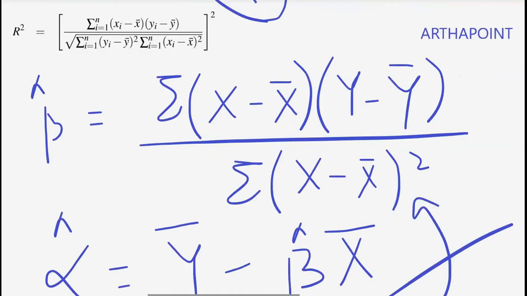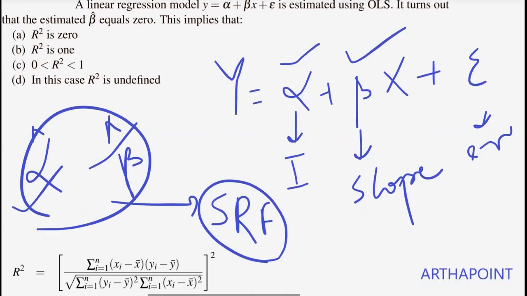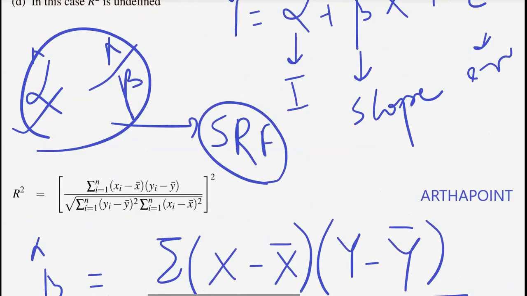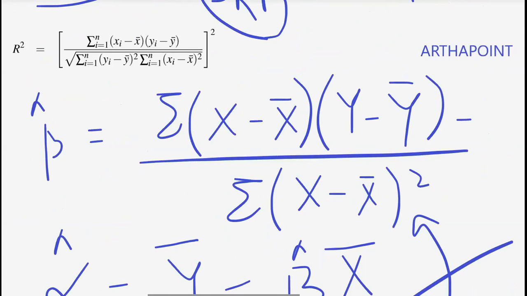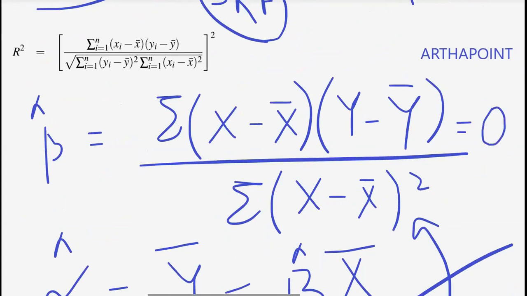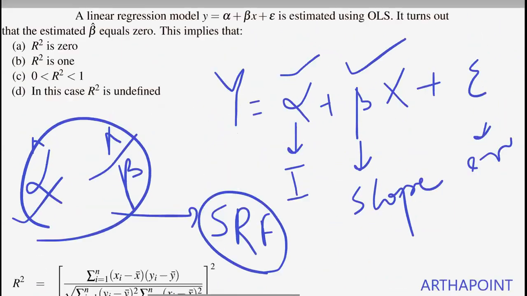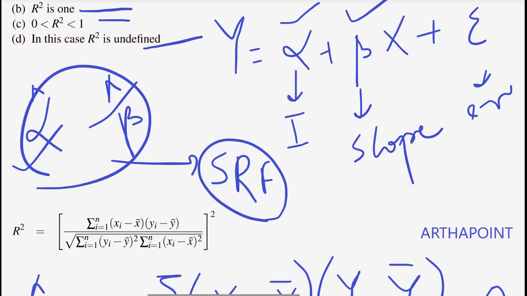So the question says that beta hat is 0, which means this value is given to you as 0. So it says if this is 0, then what happens to r square? Is r square 0? Is r square 1? Is it between 0 and 1 or undefined? Let's write down the formula of r square. R square is given by this, right? So this is the formula of r square.